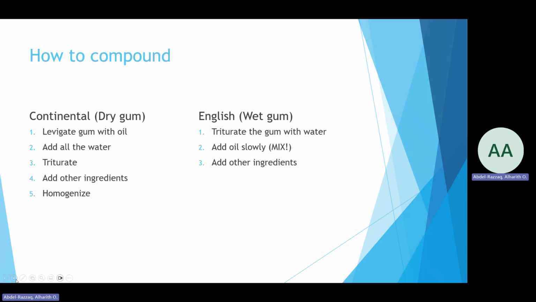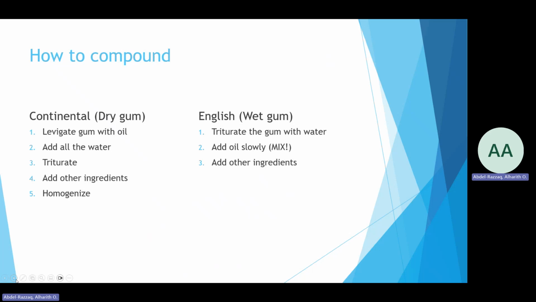A little hint to help you remember either of these: it rains a lot in England, so that tends to be wet. So that's the wet gum method, and the oil is added slowly because in rain, you can't really dry fast. That's a nice way to remember it. As far as our continental, continents are big pieces of land and they can get dry pretty easily, so you can add the water quickly or all at once. It's a nice little method to help you guys remember.